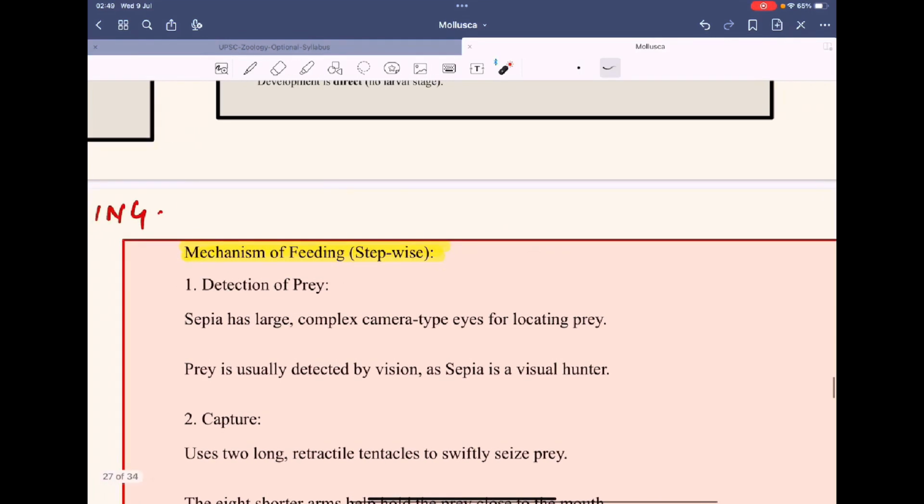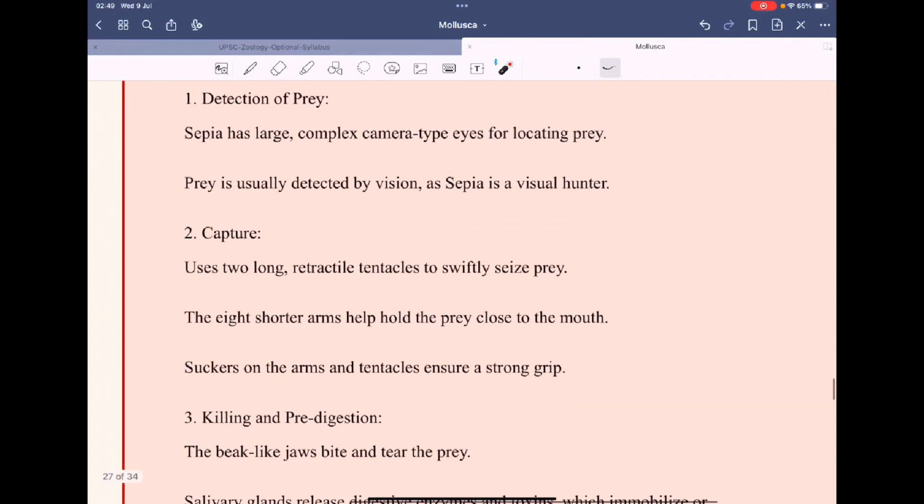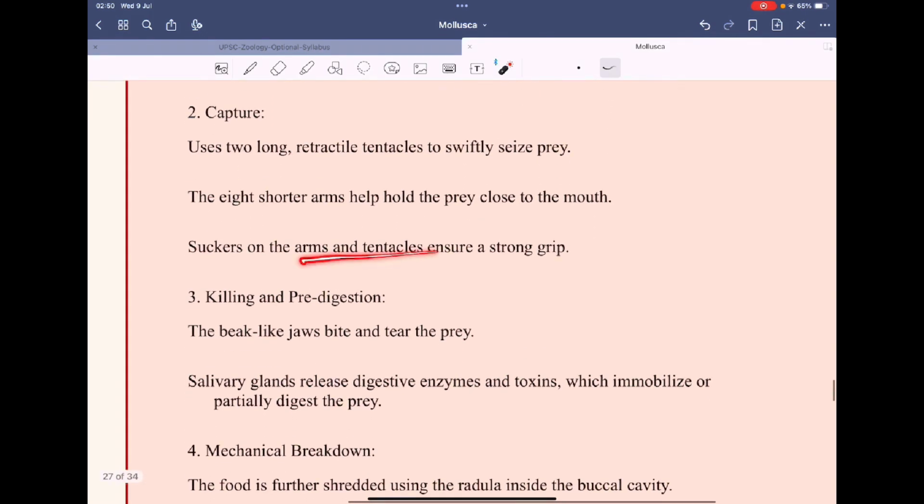So the mechanism of feeding includes first the detection of prey. The sepia has complex eyes which help in locating the prey. After the detection of the prey, this sepia is a visual hunter. There will be capture of the prey using the two long retractile tentacles in order to swiftly seize the prey. There are 8 shorter arms. They help to hold the prey close to the mouth, and there are suckers on the arms and tentacles in order to ensure a strong grip.